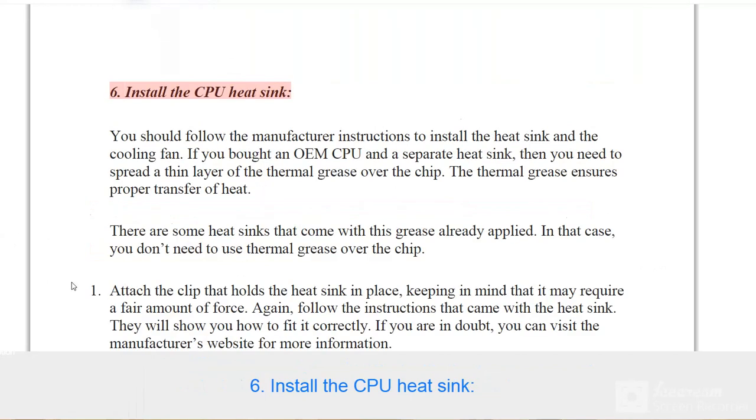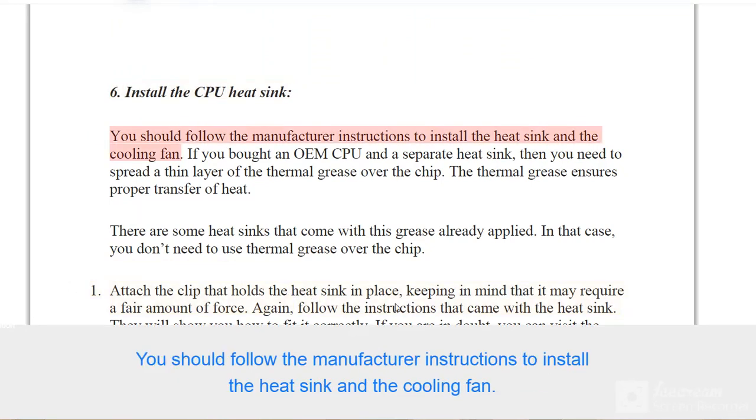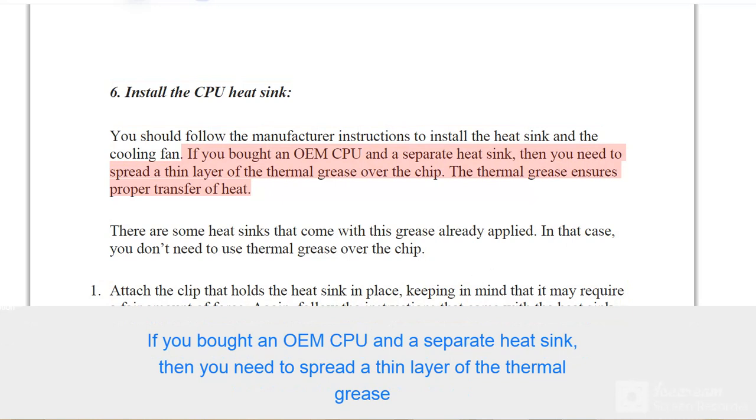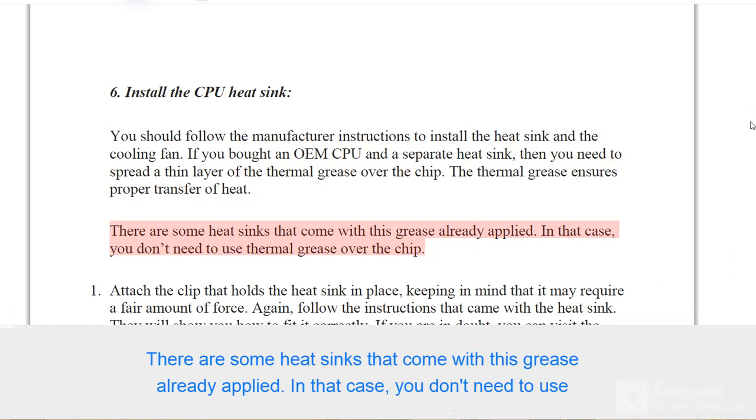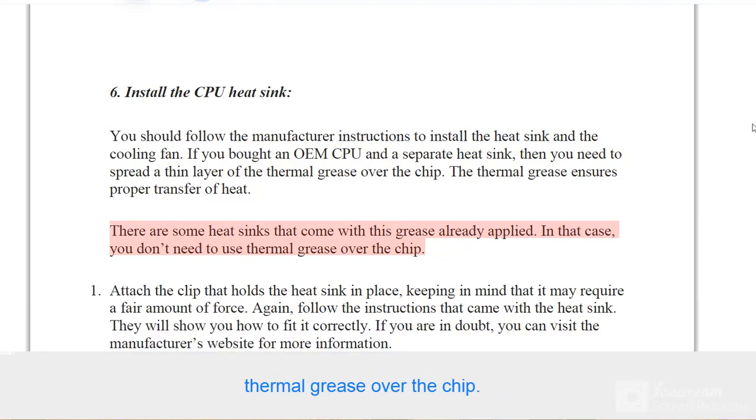6. Install the CPU heat sink. You should follow the manufacturer instructions to install the heat sink and the cooling fan. If you bought an OEM CPU and a separate heat sink, then you need to spread a thin layer of thermal grease over the chip. The thermal grease ensures proper transfer of heat. There are some heat sinks that come with this grease already applied. In that case, you don't need to use thermal grease over the chip.